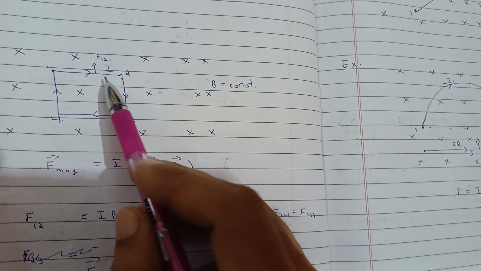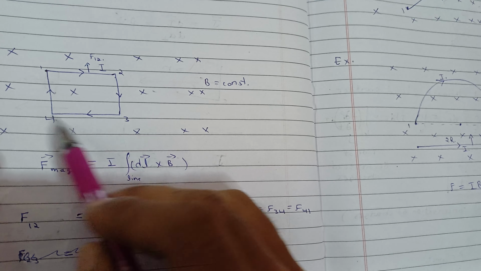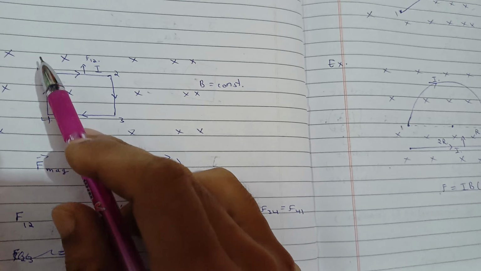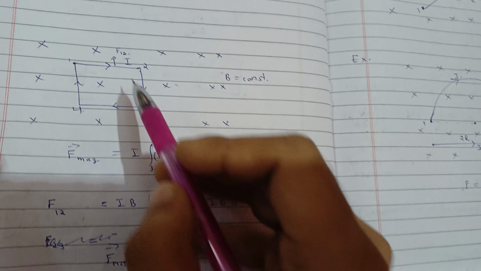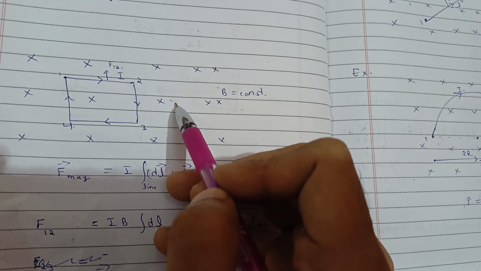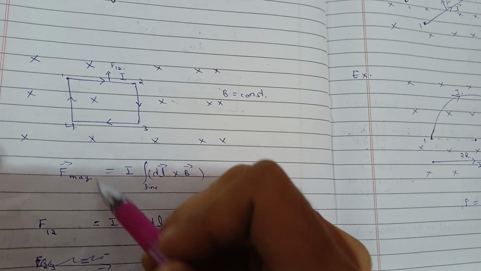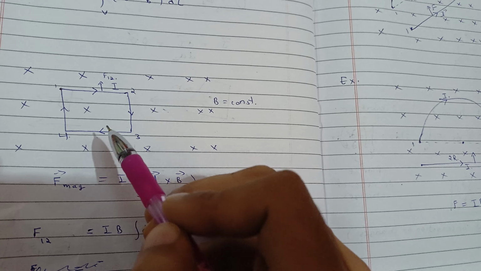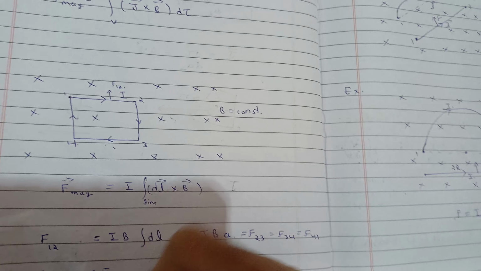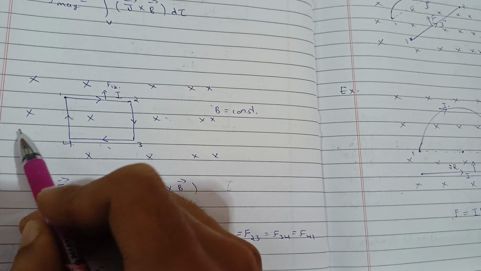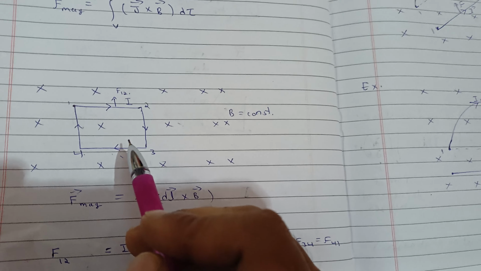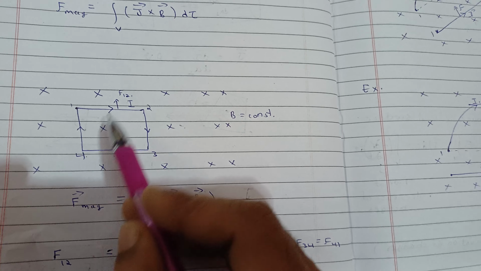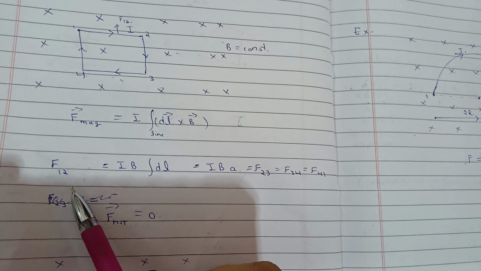Now this magnitude of force will remain the same for the other sides because it is a square shape, with lengths a and a. The magnitude remains the same, but the direction for this will be in this direction, and for this it will be in this direction. Using the right hand thumb rule you can find the dl cross B. So dl is in this direction, B is going inward, so dl cross B gives you this direction of force. The net force will be 0 because this will cancel out this one and this will cancel out this one. So net force will be 0.